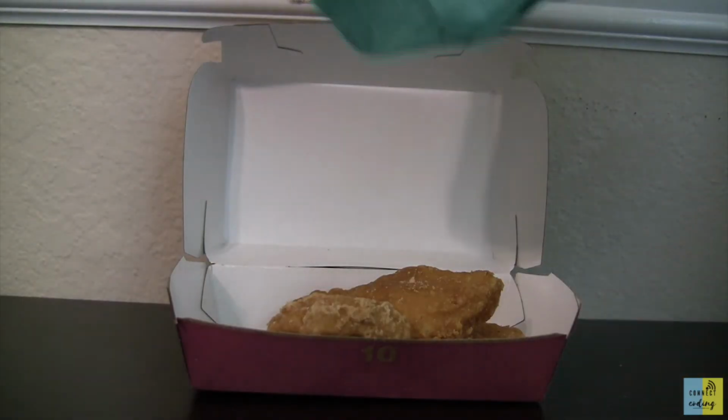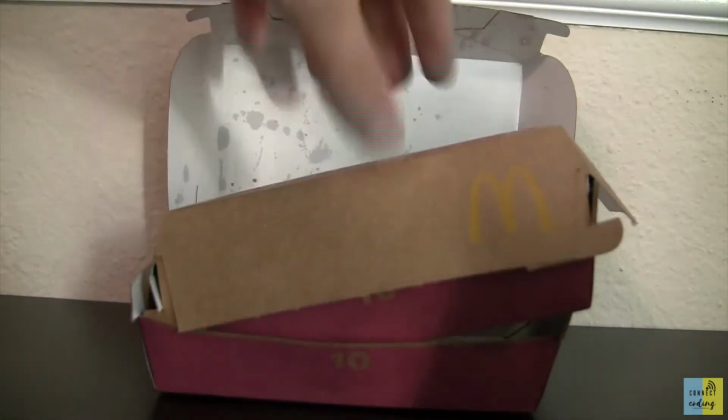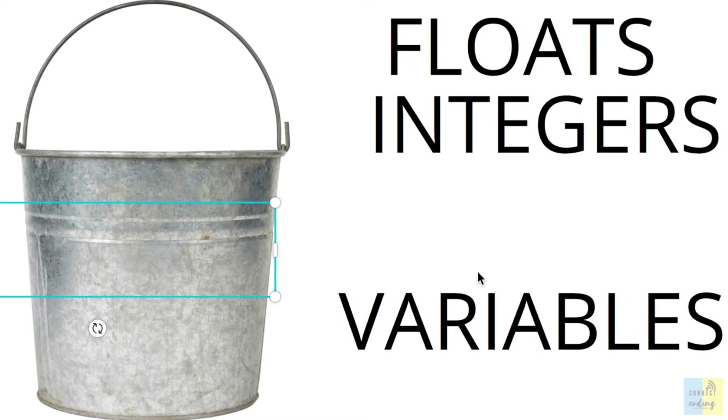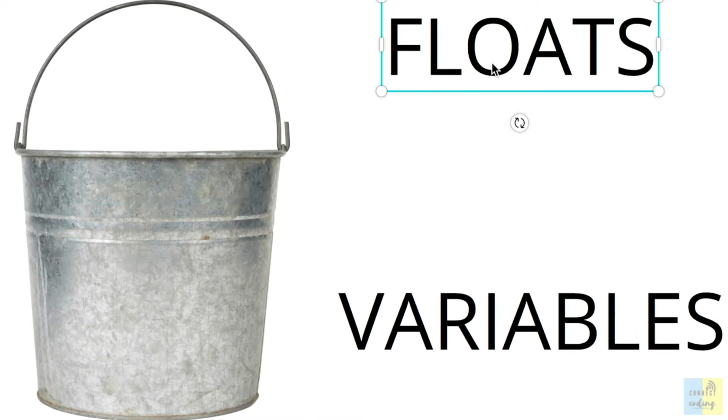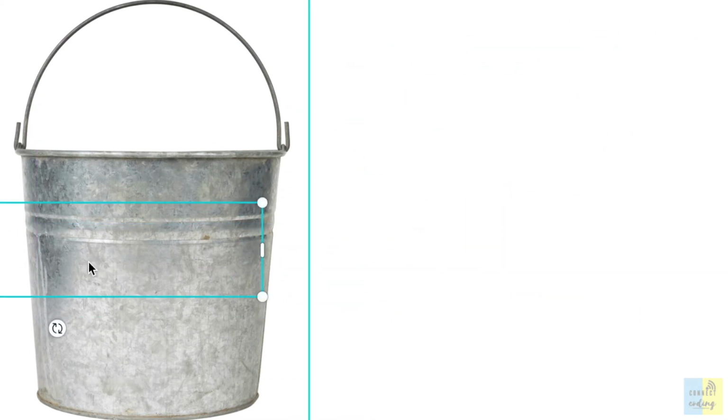Now let's go over variables. Variables are like containers. I like to think of them as chicken nugget boxes. You can put fries, nuggets, chips, and even another box inside the chicken nugget box. The same thing applies with variables. You can put strings, integers, floats, and even other variables inside.